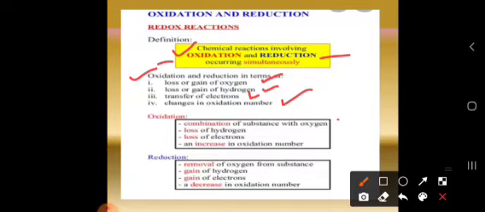So in oxidation, what happens, let's see. The combination of a substance with oxygen, and when we solve the example, you will get to know how this combination takes place. The combination of a substance with oxygen is considered oxidation. It might also be loss of hydrogen, loss of electrons, or an increase in oxidation number. So we can say this is oxidation when there is a combination of a substance with oxygen, or when there is loss of hydrogen, then it is also called an oxidation reaction.